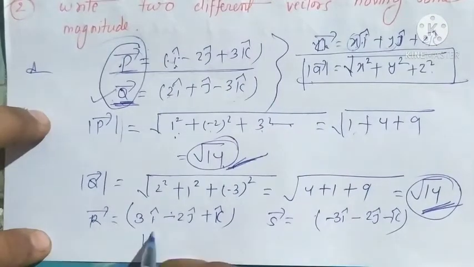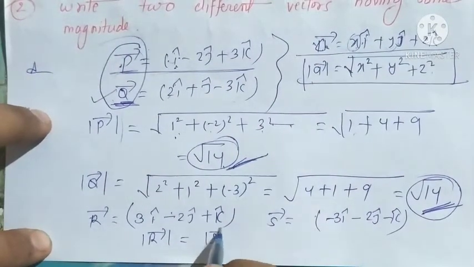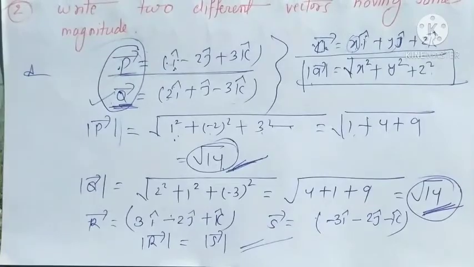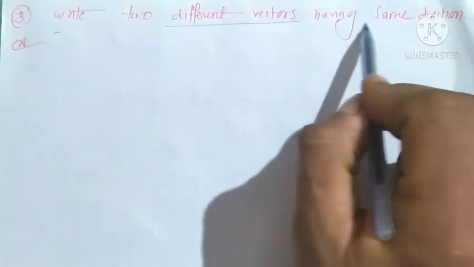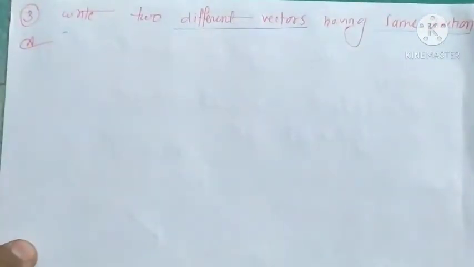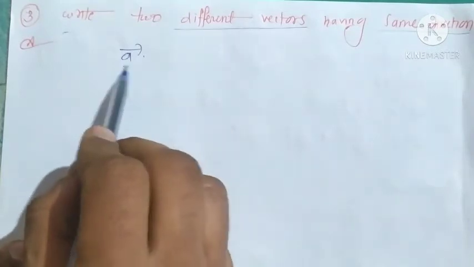Okay, I mean magnitude value of R is equal to magnitude value of S. Now in this question you can see that we have to write two different vectors having the same direction. So how do we find the direction if any vector A is given? We have to find the direction of this vector.